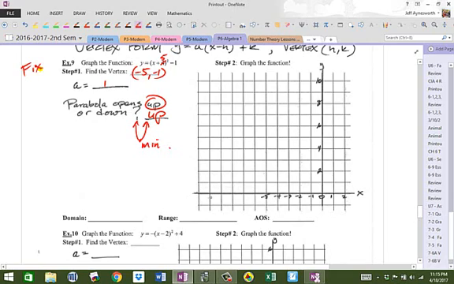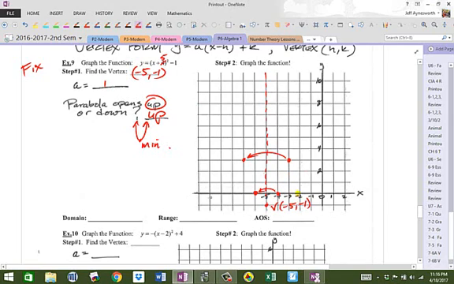Got to change it. Same thing, a is 1, so it still opens up. So we're going to go left 5, up 1, I mean down 1. So there's your vertex, -5 comma -1. And we're going to draw the line of symmetry here. Okay, and then from there you go right 1 up 1 and reflect. Right 2 up 4. 1, 2, 3, 4. Reflect. Again, 2 units on the other side. And then right 3 up 9.